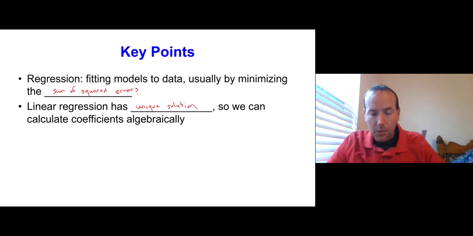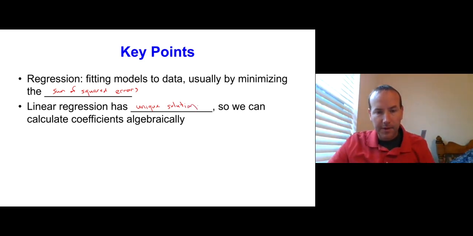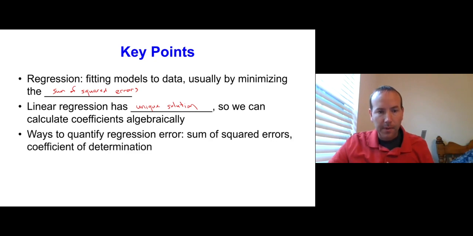That means that there's only one solution that fits what we're looking for, and that allows us to find and calculate the coefficients algebraically, which is very convenient. And we also talked about ways in which we can quantify the regression error. One of those is called the sum of squared errors, which is what we are minimizing, and the other is the coefficient of determination. And that's nice because the coefficient of determination tells us what percent of the data can be captured by that regression model.